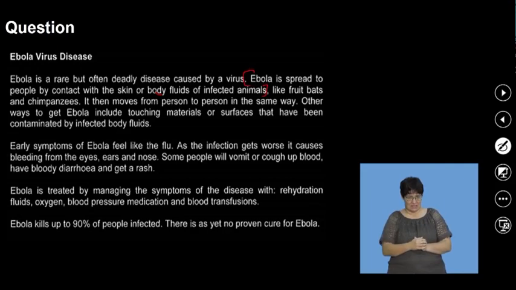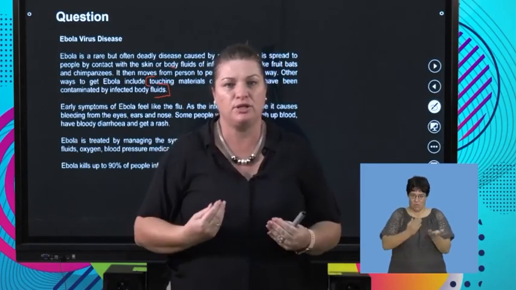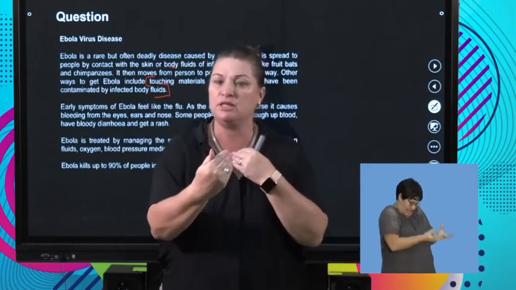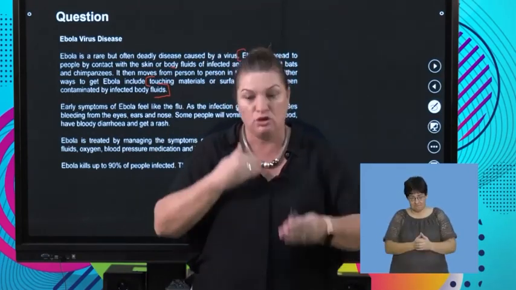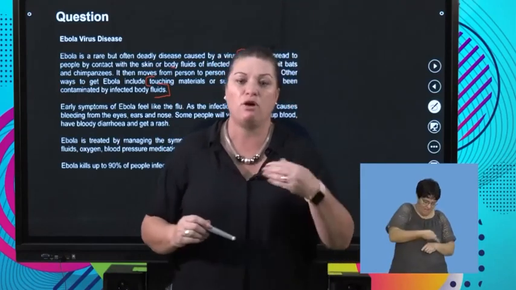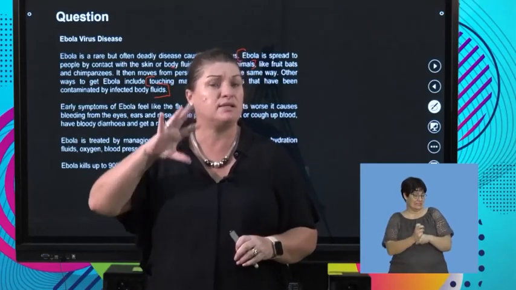That we don't want, all right? Like fruit bats, that's obviously when you eat them. Other ways to get Ebola include touching materials or surfaces that have been contaminated by body fluids. That's what you're looking for. What does sexual intercourse involve? Swapping of body fluids. So if one of the partners does have Ebola, during sexual intercourse, what are we going to swap? We're going to swap body fluids, and therefore the virus can be transmitted from one individual to the next.